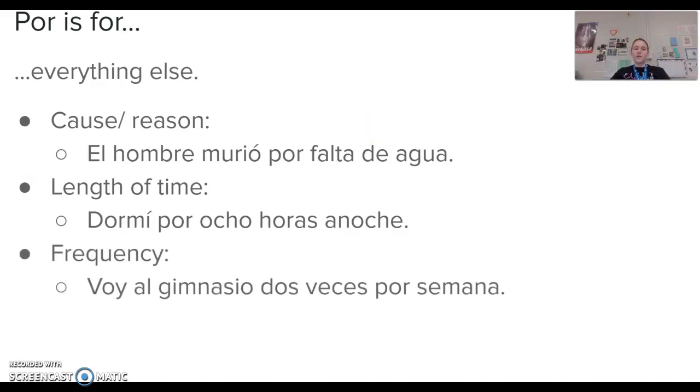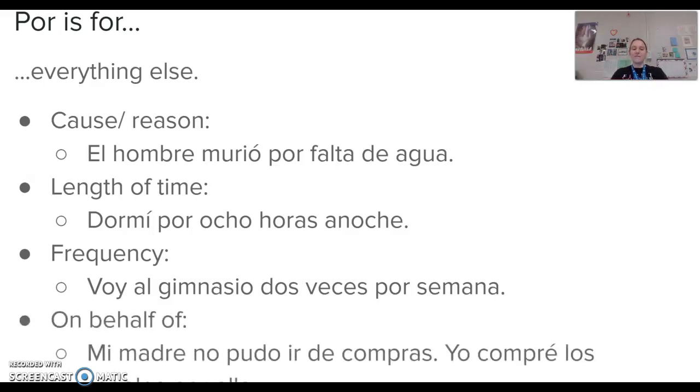Frequency. Voy al gimnasio 2 veces por semana. I go to the gym 2 times per week. So anytime it's going to be per, like you would use per in English, you're going to use por. Even percent, por ciento. Okay. Millas por hora, miles per hour, or kilómetros, because the rest of the world uses kilometers.